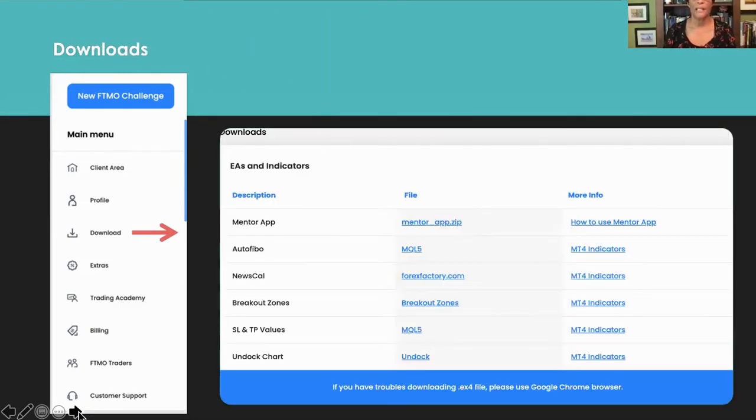And then the next section is downloads. These are all downloadable apps that are here to help you succeed. So you'll see that there's a mentor app, and a Fibonacci app that you can download onto MetaTrader 5 or MetaTrader 4. There's an indicator that indicates breakout zones. And then there's a tool for stop loss and take profit values. All of these you are able to download, but they ask that you use a Google Chrome browser.